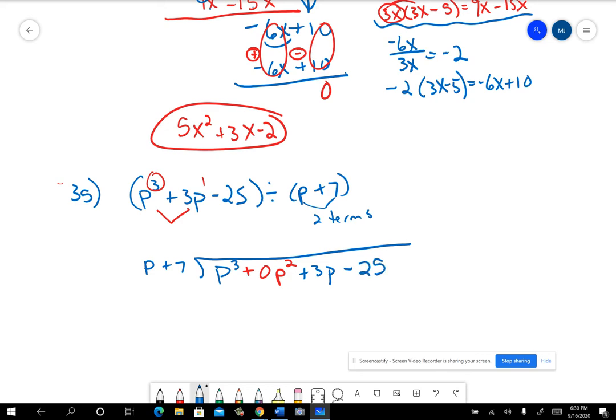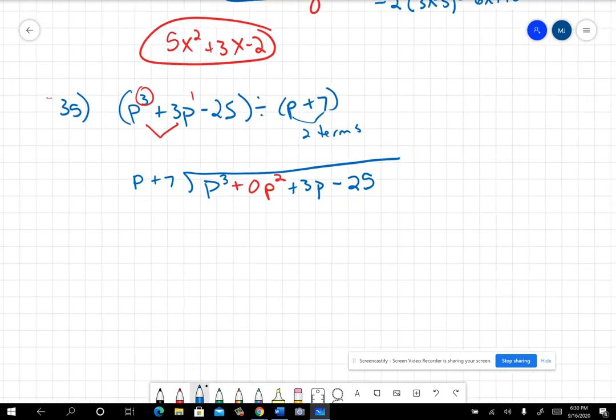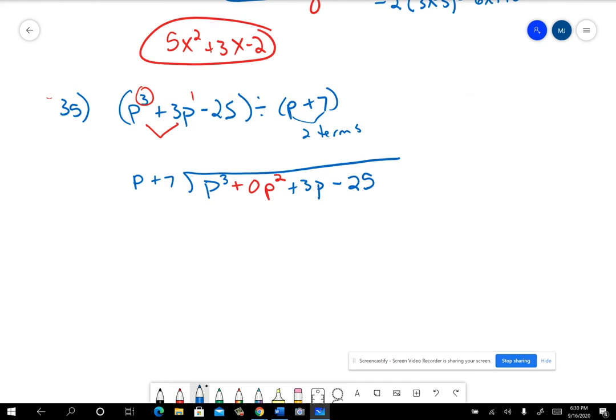Okay. All right, so now we'll go ahead and get started on this. Let me find my calculator because I think this one gets kind of big. I'll get you started over here while I go find my calculator. So you're going to take your p to the third divided by p, which is p squared, goes here. And now, can you go ahead and multiply that back times the p plus 7 and then write it in the appropriate spot? I'll be right back.